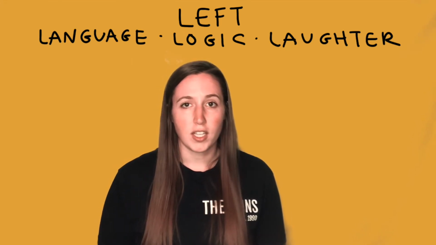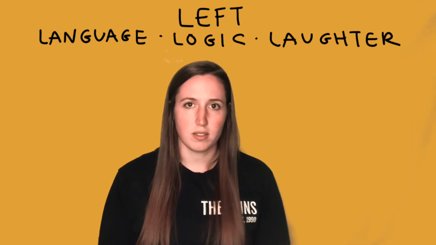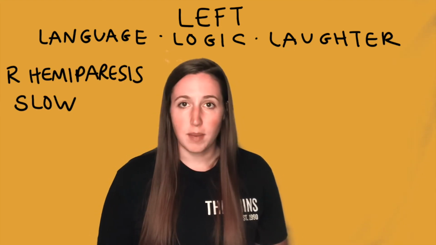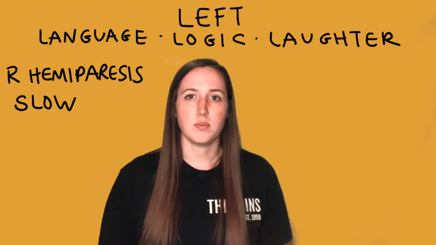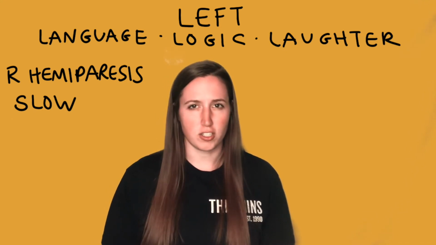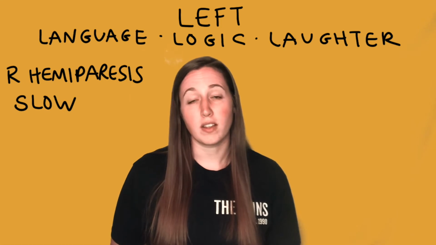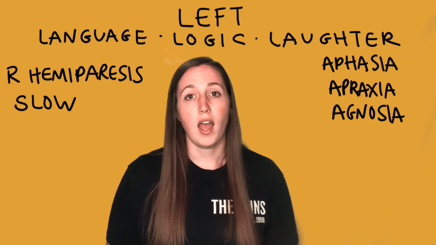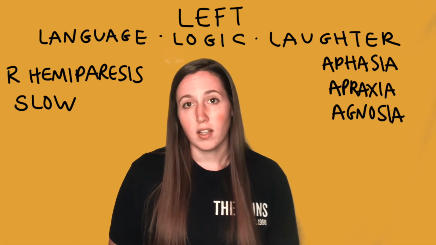Now, when doing an evaluation on a patient with a stroke or trying to predict kind of what you're going to see, the hemisphere of their stroke makes a big difference. For example, the left hemisphere controls language, logic, and laughter or positive emotions. Typically, people that have a left CVA will have right hemiparesis, as well as be a little bit slower and cautious about things. The other hallmarks of a left hemisphere stroke include agnosia, aphasia, and apraxia.